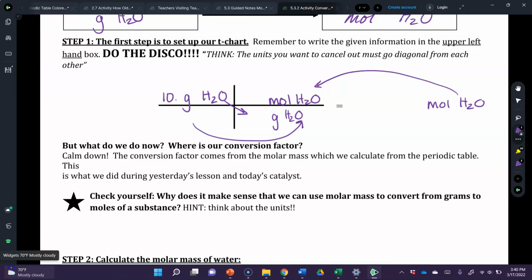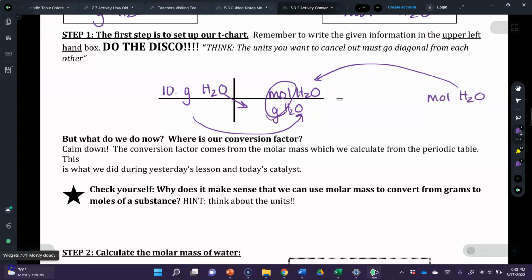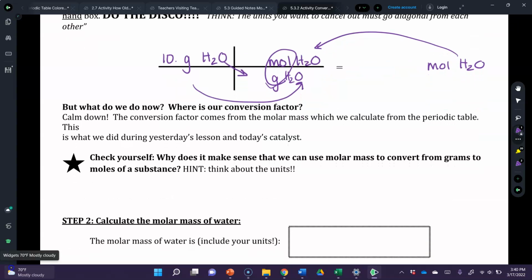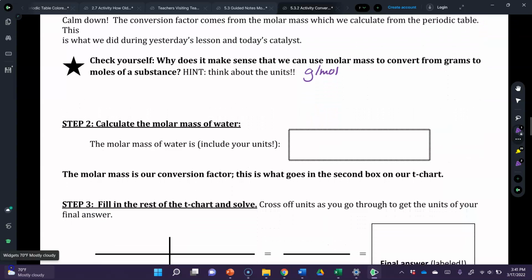Okay, so we've got that set up, but what is our conversion factor? The conversion factor comes from molar mass, which you calculate from the periodic table. So then you would answer the check yourself: why does it make sense that we can use the molar mass to convert from grams to moles of a substance? Pause it, why does molar mass, which is in units of grams per mole, make sense that we can use it as a conversion factor in our T-chart or train track above? Pause the video and answer. Okay, hopefully you actually answered that. I am not going to give you the answer. You need to figure that out.